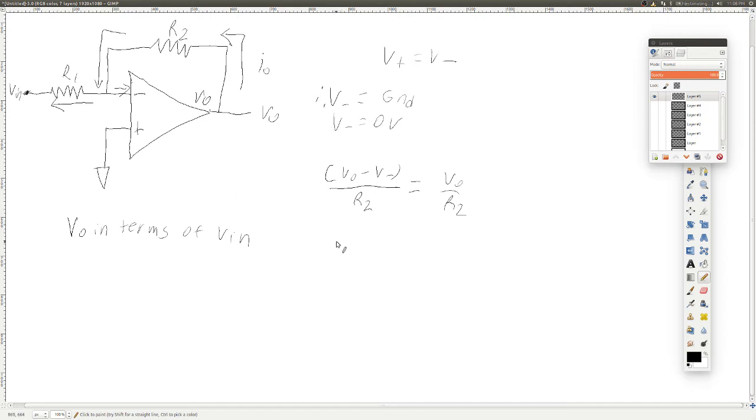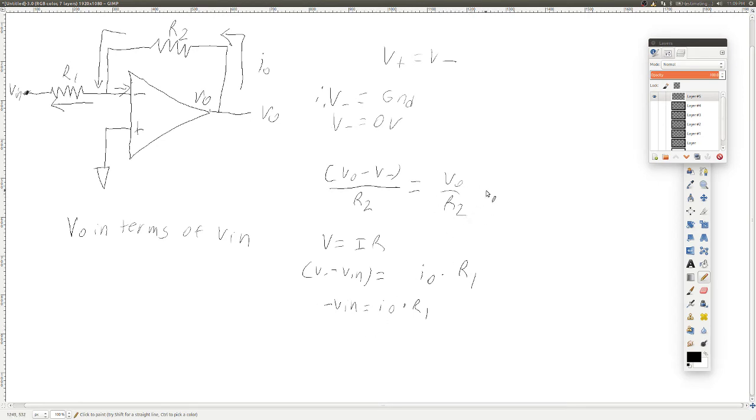That means that V minus... Wait. That means that... So because V equals IR, sorry guys, spacing out a little bit here, V minus V in is equal to I O times R1. But V minus is 0, so we have negative V in is equal to I O times R1.